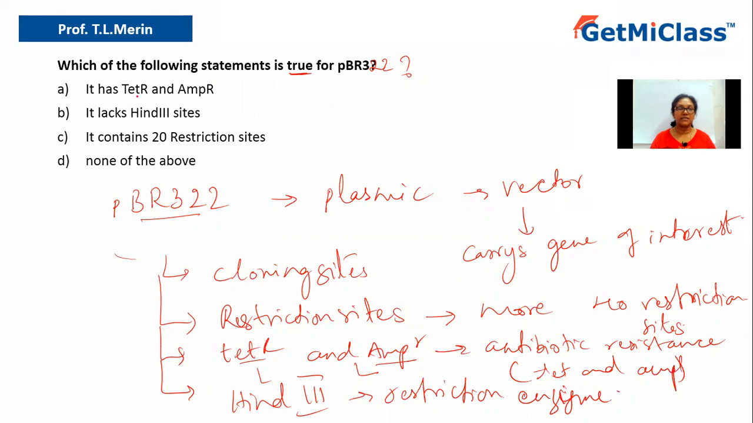So let us see. Option A says it has tetR and ampicillin resistance. Yes, that is true. Option B says it lacks HindIII sites, which is incorrect because it has HindIII sites. It can get cleaved by the HindIII enzyme. Option C says it contains 20 restriction sites. No, because it has more than 40 restriction sites. Option D says none of the above, which is ruled out. The correct answer is option A, that is, it has tetracycline and ampicillin resistance genes.